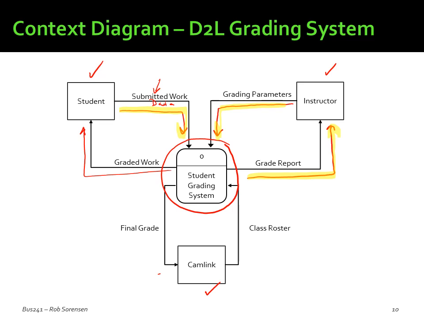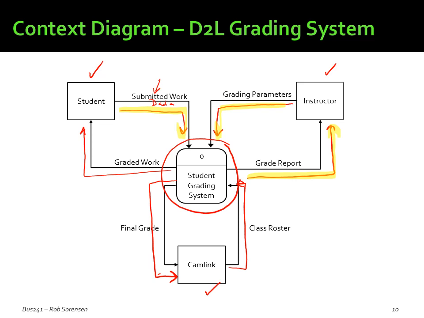There's a third one on there too. The part of this probably happened at the very beginning where CamLink had to send a class roster or class details to D2L. That would have happened at the very beginning of the term, wouldn't it? And then at the very end of the term, much later, the final grade gets sent from D2L to CamLink.